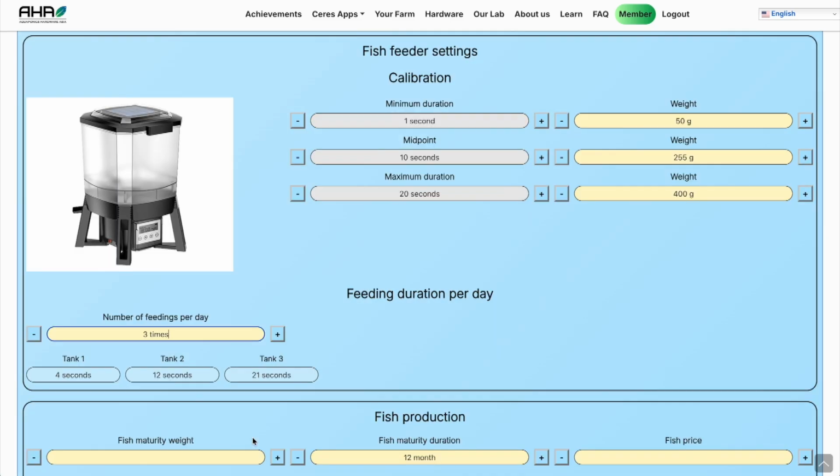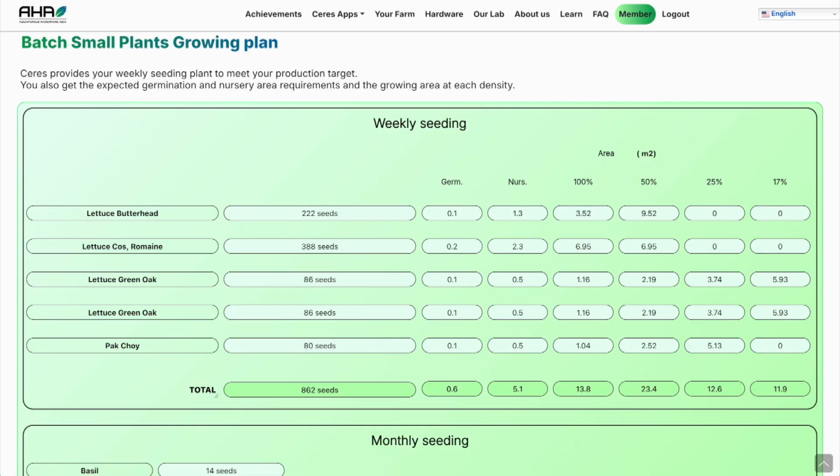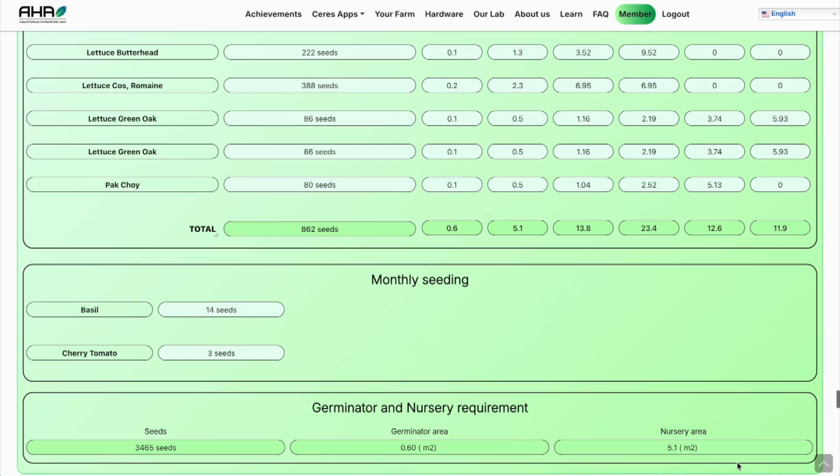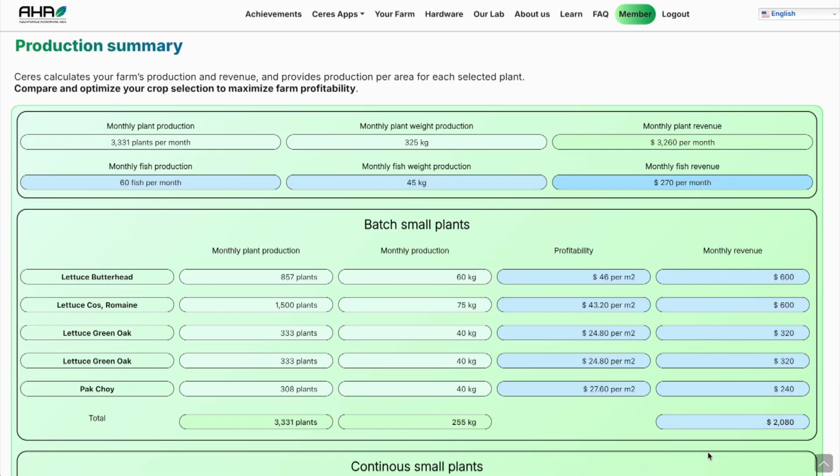To evaluate our fish business, we tell Ceres we will harvest fish at 750 grams after 12 months and sell them at $6 a kilogram. The remaining sections are our summary reports, our weekly seeding and density growing plan, the germinator and the nursery area required for our farm, and our production and revenue summary.